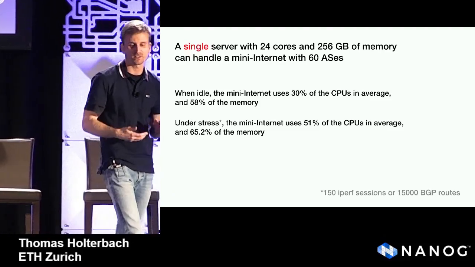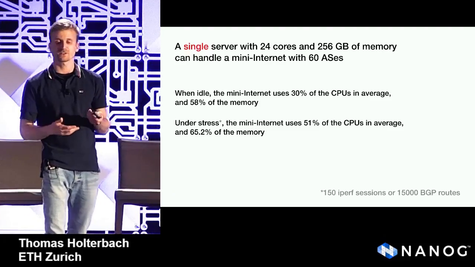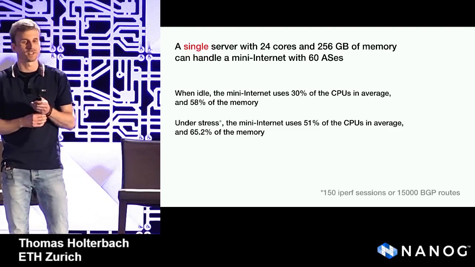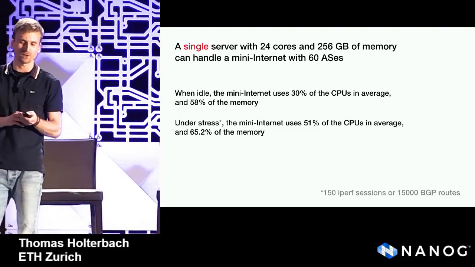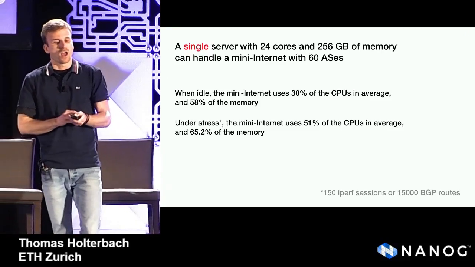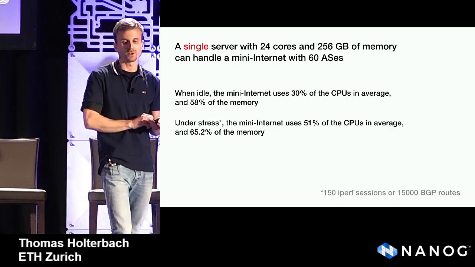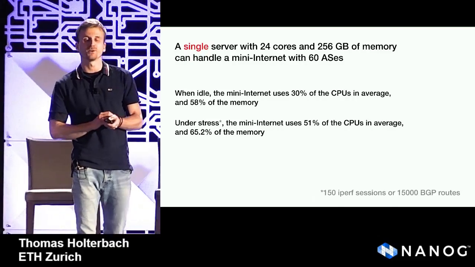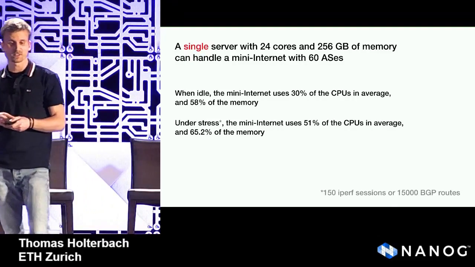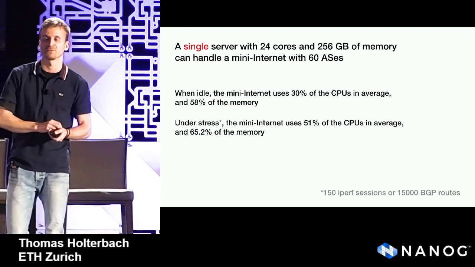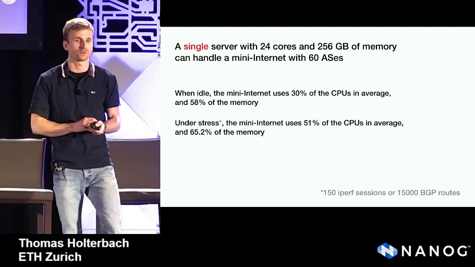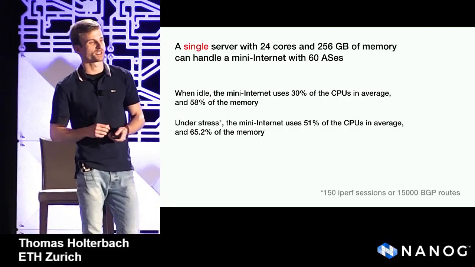Then we added some stress. We, for instance, did some iperf sessions. We also advertised thousands of BGP routes into the mini internet. And obviously, the CPU and memory were more used, but still far from overloading the server. So yes, a single server is enough in practice to run a mini internet with 60 ASs.